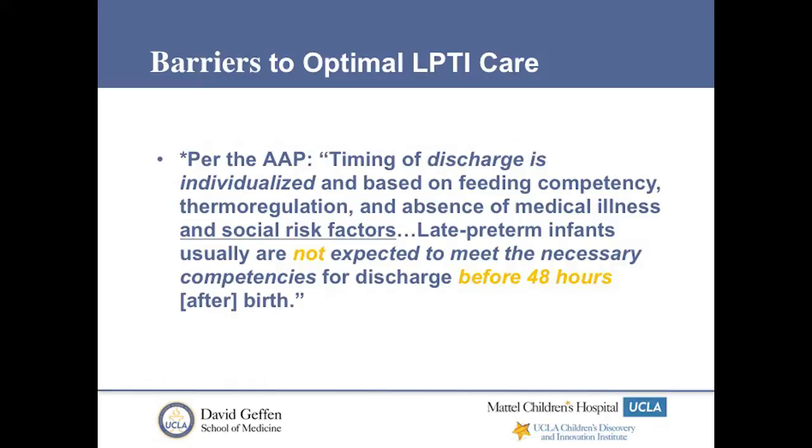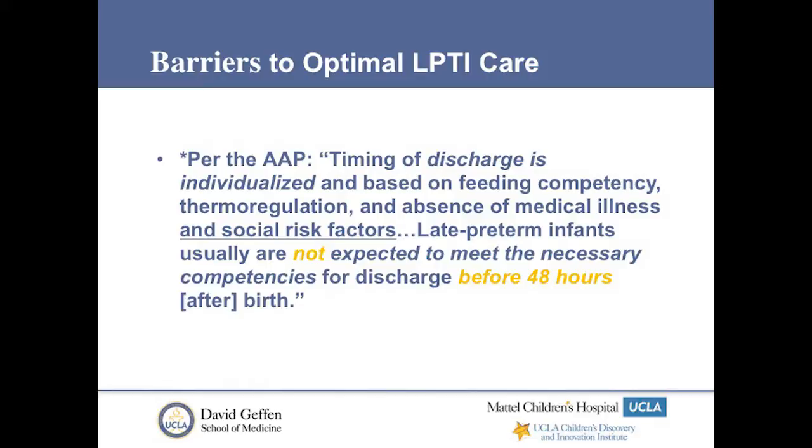Now, this is an actual statement from the AAP. Timing of discharge is individualized and based on feeding competency, thermoregulation, absence of medical illness, and social risk factors. Late preterm infants usually are not expected to meet the necessary competencies for discharge before 48 hours after birth.